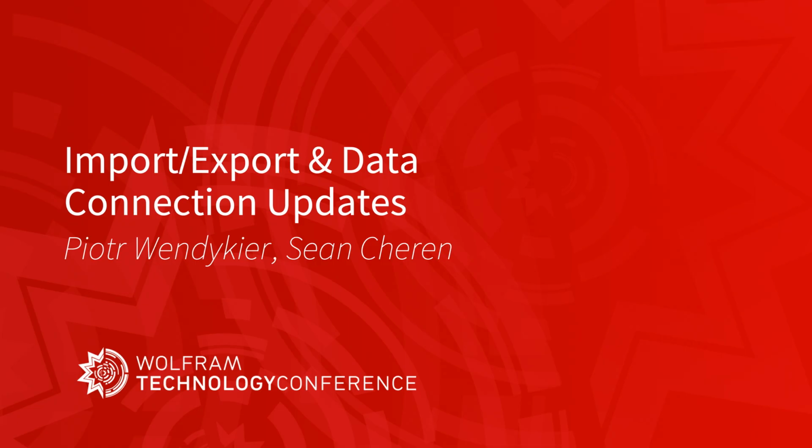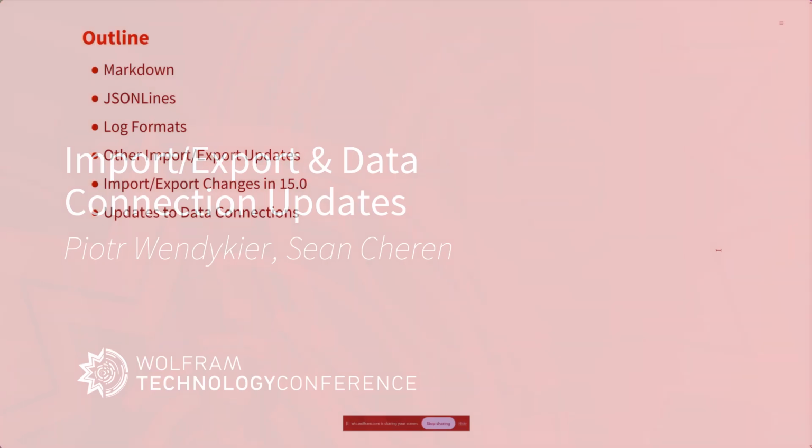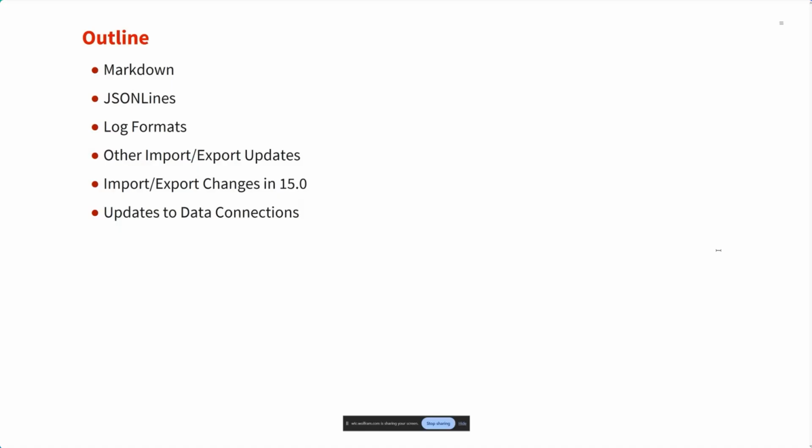And today I'm gonna give some recent updates in import, export, and data connection. This is the outline. I will start from Markdown format, then move to JSON lines, and next to log formats, and then I will present some other updates to import export that are already available in the latest 14.3 release of Wolfram Language. And in the next section, I will present changes that are coming in version 15. And I will finish with updates to data connections.